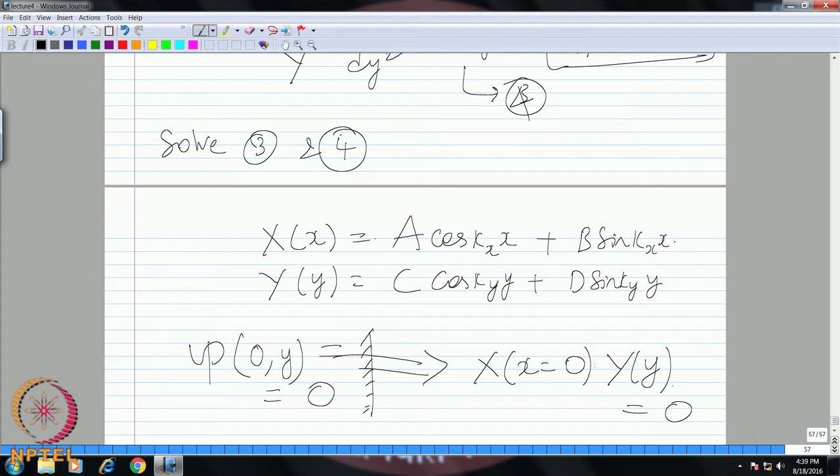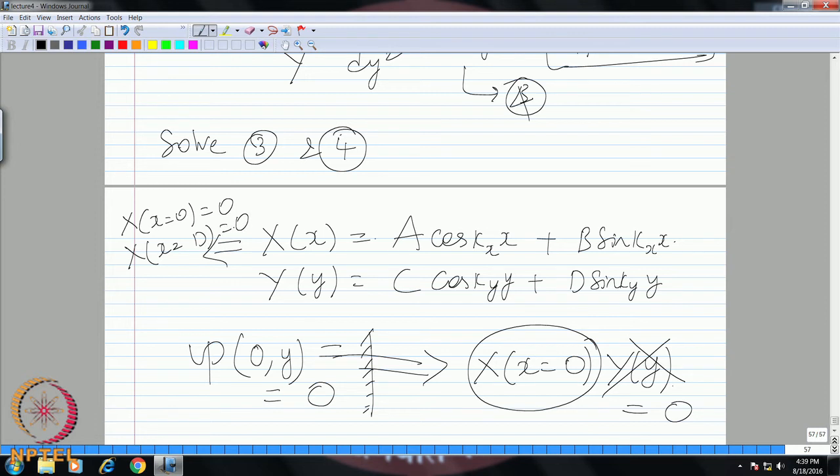Therefore, we have to explicitly say that X at x equal to 0 is equal to 0, and that becomes one of the boundary conditions to solve this. So, for this particular solution, the boundary condition is X at x equal to 0 is equal to 0, and similarly X at x equal to d should also be 0, and similarly for the Y problem. All these boundary conditions are linear, and hence whenever we use separation of variables, the respective directions also get the same boundary conditions.